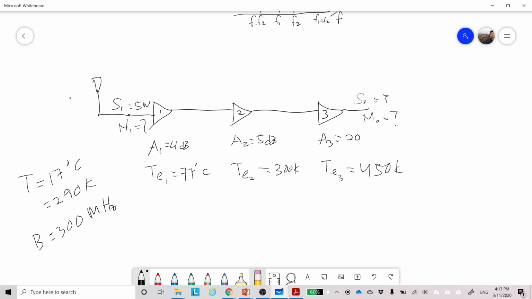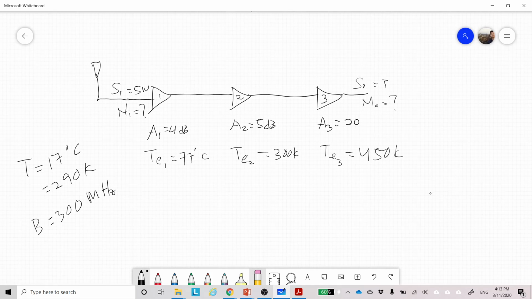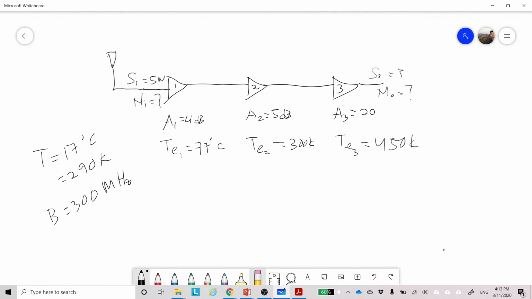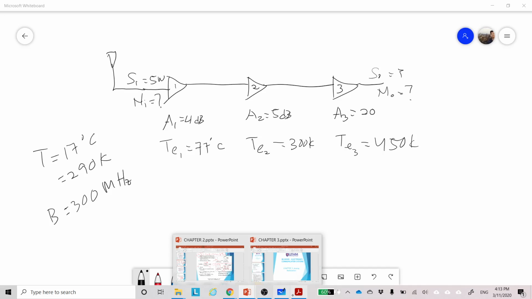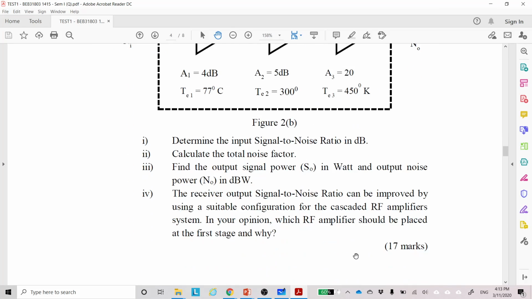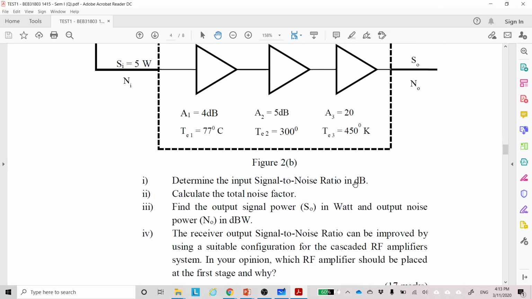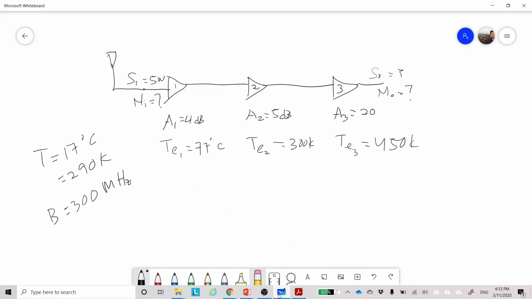Okay, betul. So jom kita sama-sama buat. Kalau saya silap tolong beritahu, jangan nanti kalau saya silap, sampai akhir semester kita silap. Okay, the next question. Question tanya apa? Determine the input signal to noise ratio in decibel, SNRI. Tentukan SNRI dalam decibel. Berapakah SNRI?